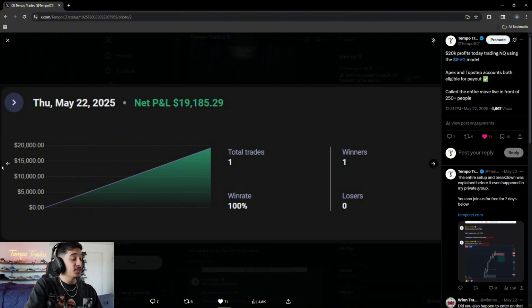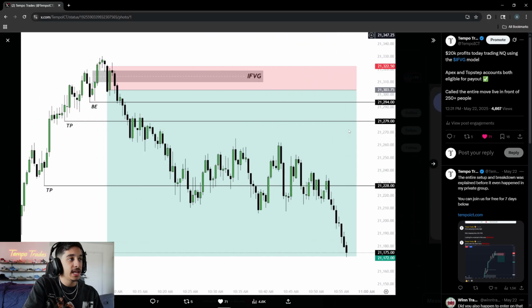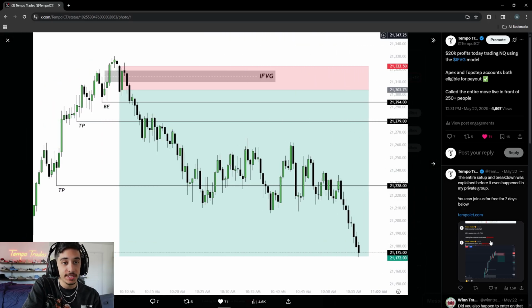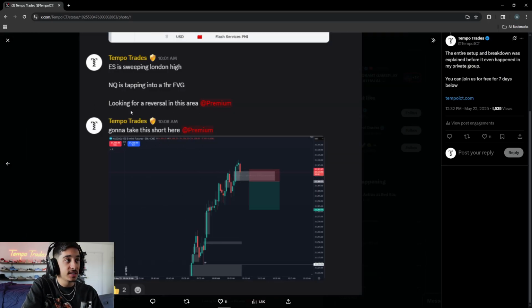Last but not least, another ginormous day for me, $19,185 off of this short right here. And once again, you can see me calling this short out before it even happened. So there's no hindsight, there's no faking this. I said ES is sweeping London high, NQ's tapping into an hourly gap. I'm looking for a reversal. And then right here, I clearly say I'm gonna take a short.